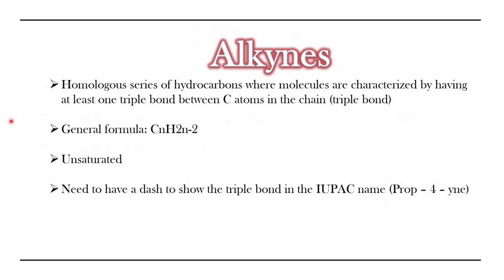An alkyne is a triple bond. This is the general formula. It's an unsaturated compound, and an alkyne needs to have a dash to show the triple bond in the IUPAC name. Here is an example of an alkyne. You can clearly see the triple bond in this case.